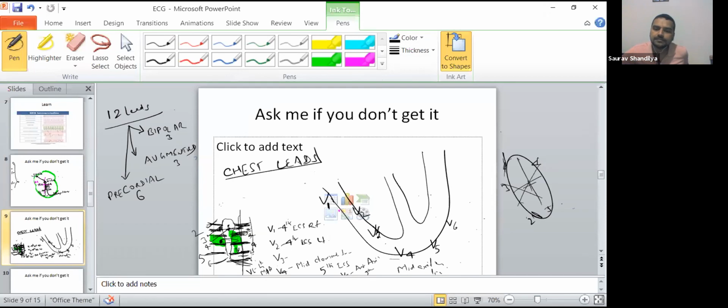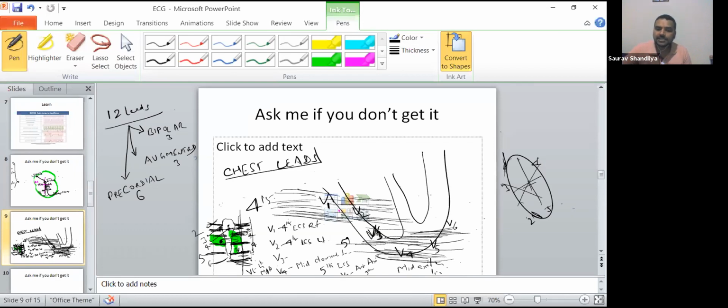No problem. That is the placement of V3, no specific thing. Again, I'm repeating. V1, fourth intercostal space, right side of sternum. V2, fourth intercostal space, left side of sternum. This is the intercostal space, say for example, which intercostal space is it? Fourth. Now come to V4, V5, V6. The intercostal space will change to the fifth intercostal space. V4, V5, V6, all three will be in the fifth intercostal space. Only the position will differ.